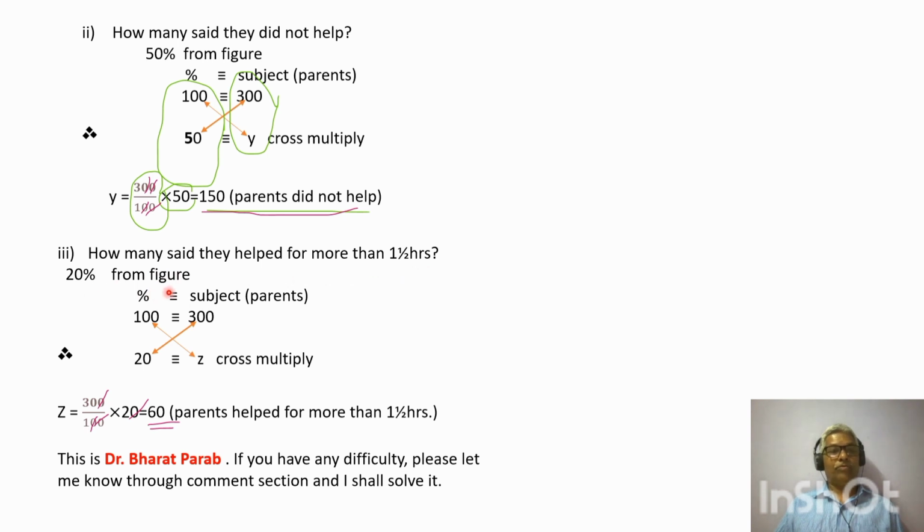Of course, the figure given in percentage is 20%. Now we are trying to convert it. Same thing, 100 corresponds to 300, then 20% corresponds to z. Cross multiply it, see how I have done it: 300 divided by 100 into 20, if you cancel these zeros, you get 30 into 2 is 60 parents. 60 parents helped for more than 1.5 hour.